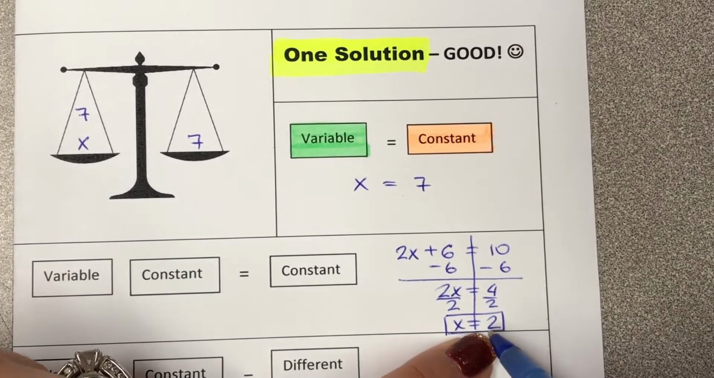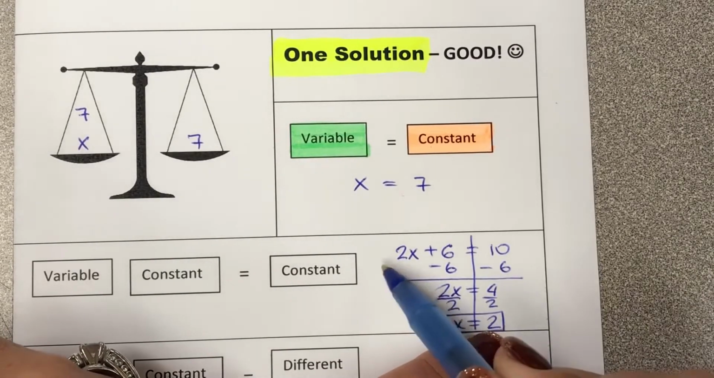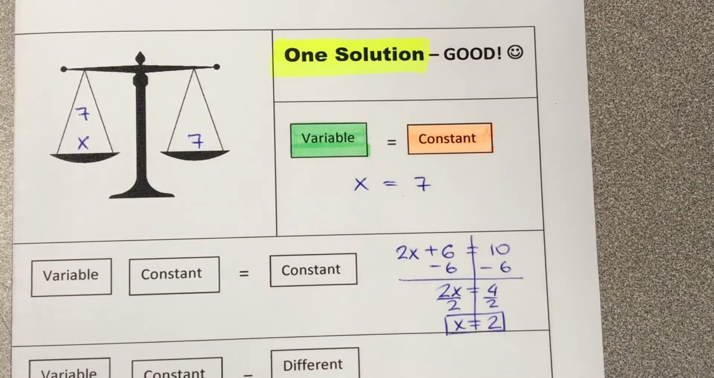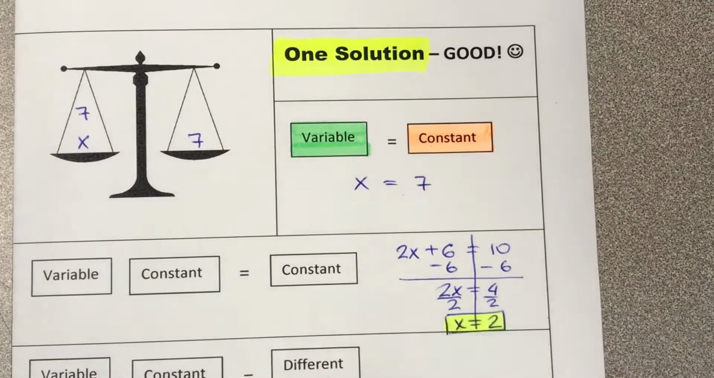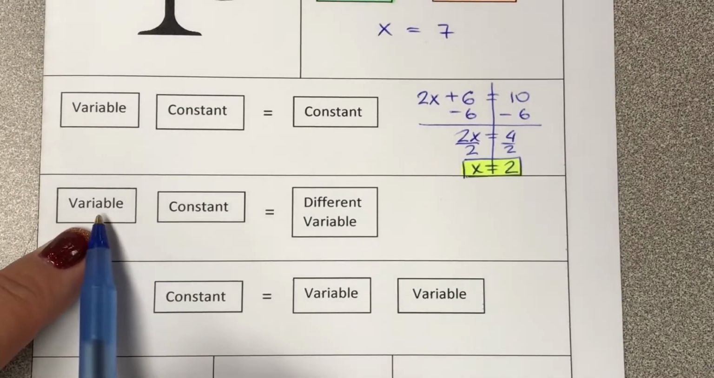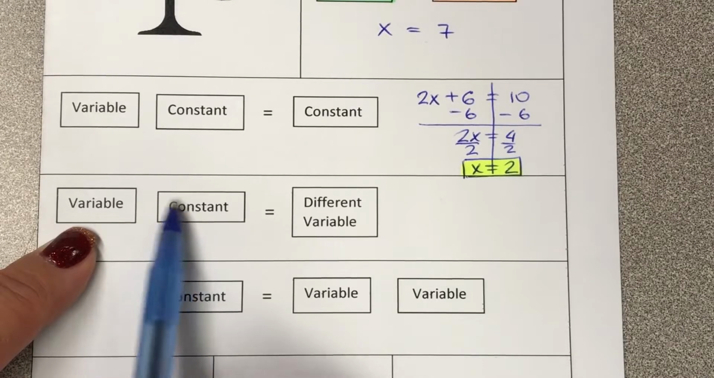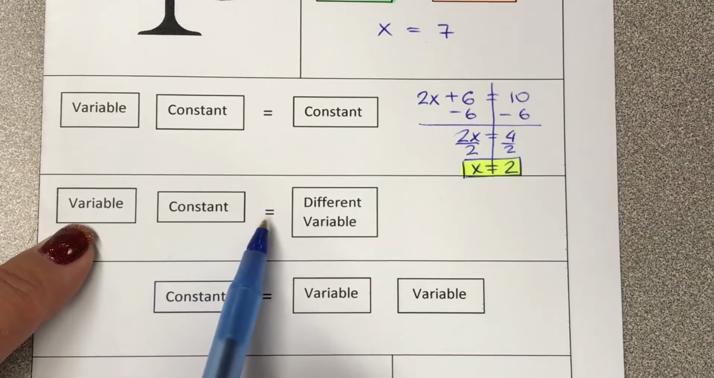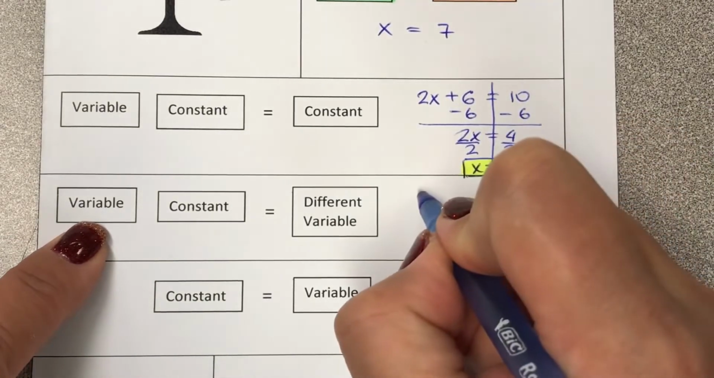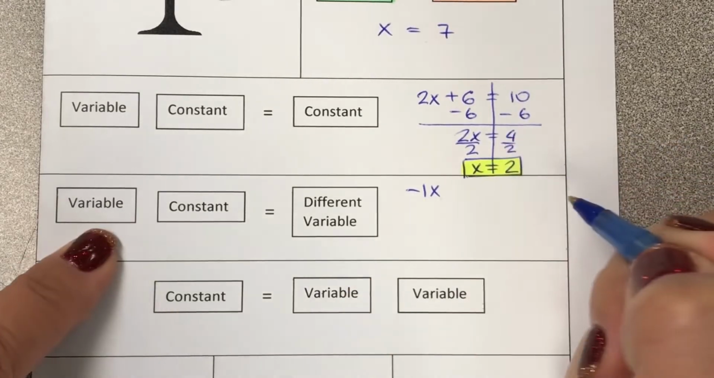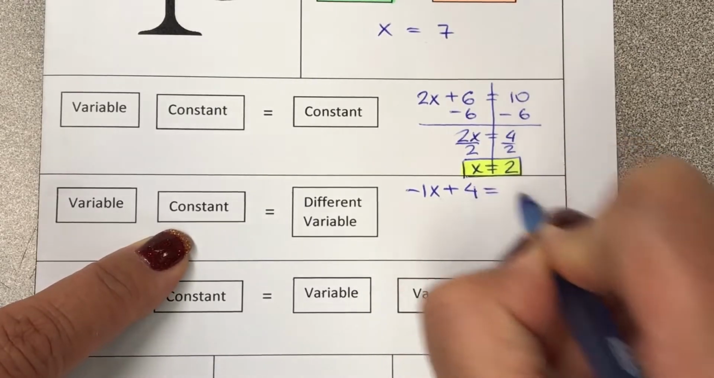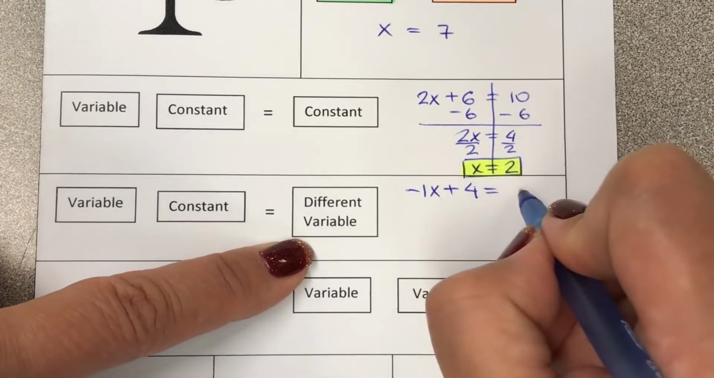Let's say I miscalculated and I found the value 5. Well, 2 times 5 is 10, plus 6 will be 16, not the 10. So this equation can only have one solution, and the only solution is 2. Let's say a variable term and a constant term combined together, either added or subtracted, and then equal another variable term. So that could look like this. Let's say negative 1x, that would be a variable term, plus a constant 4 equals another variable term, let's say 1x.